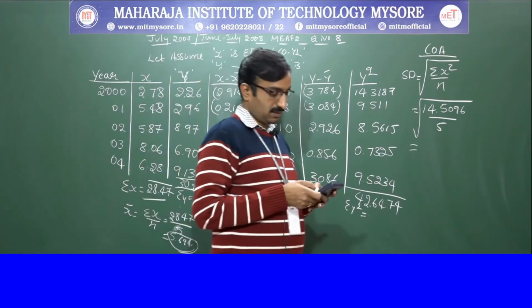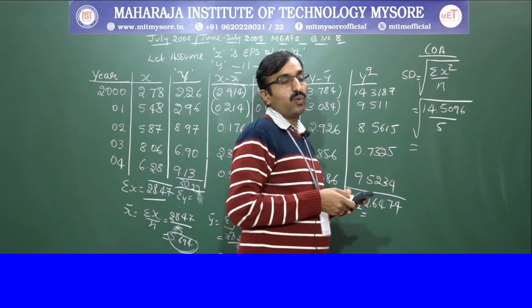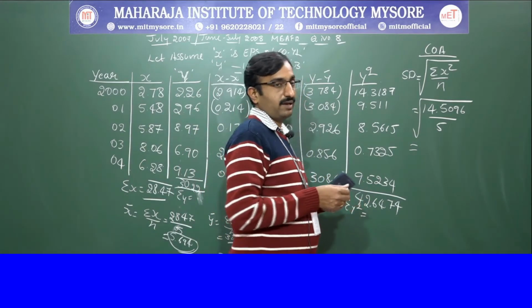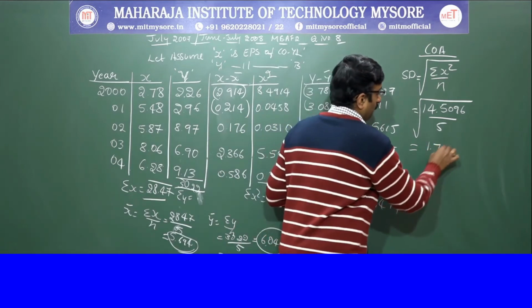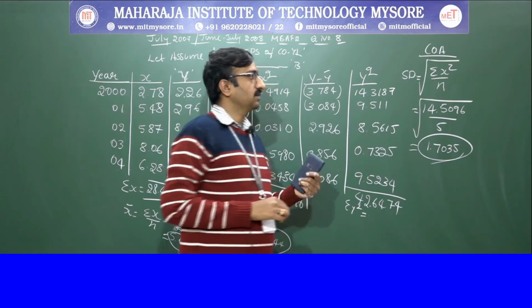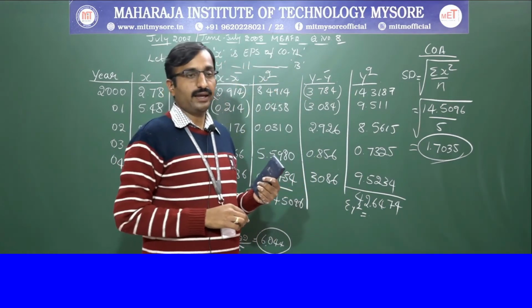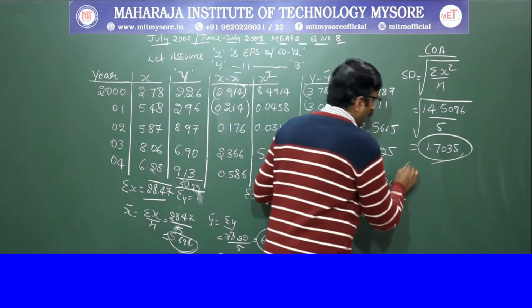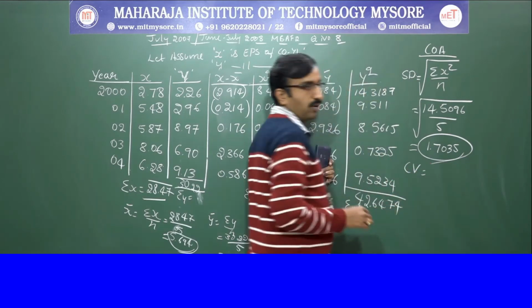So, I will get 1.7035. This is called the standard deviation of company A. Then find the coefficient of variation of company A.